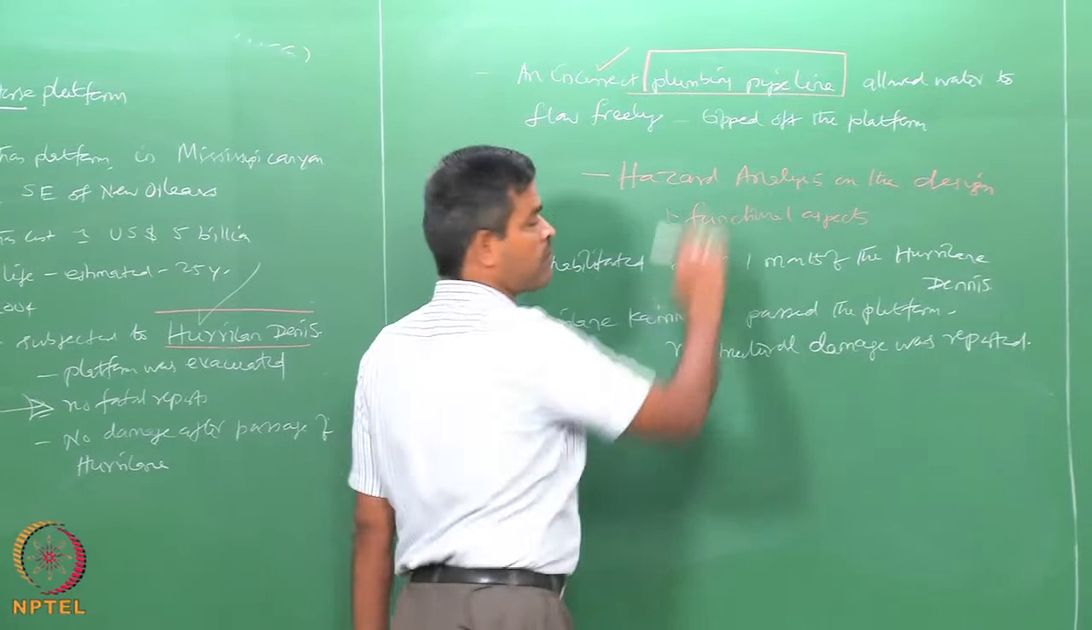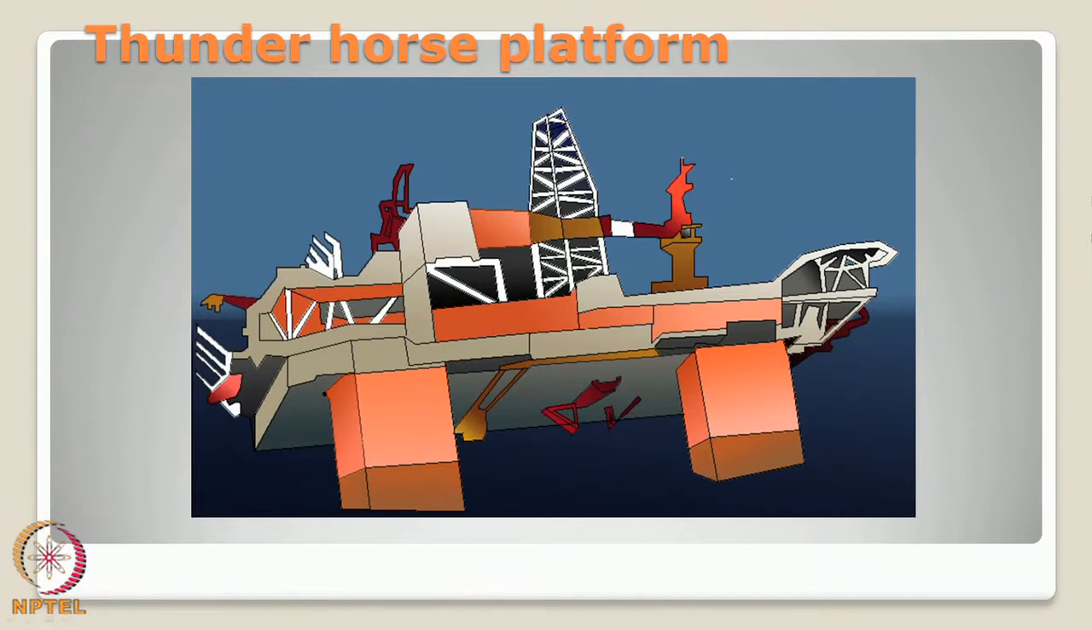I request you to look at the screen now. There is an overtopping of the Thunder Horse platform shown graphically here. This is what actually happened to the platform schematically. The platform was overtoppled because of the allowance of water flowing freely from a plumbing pipeline. However, the structural integrity was wonderful for the platform, which withstood two hurricanes, Hurricane Dennis and Hurricane Katrina, successfully even after rehabilitation.